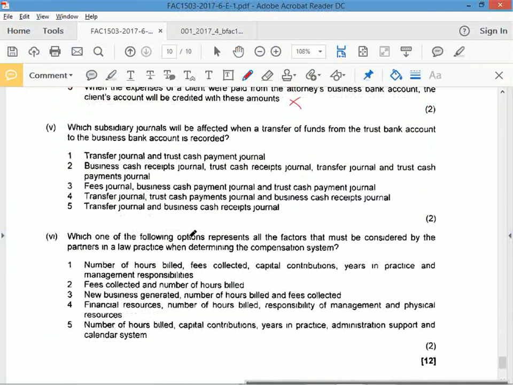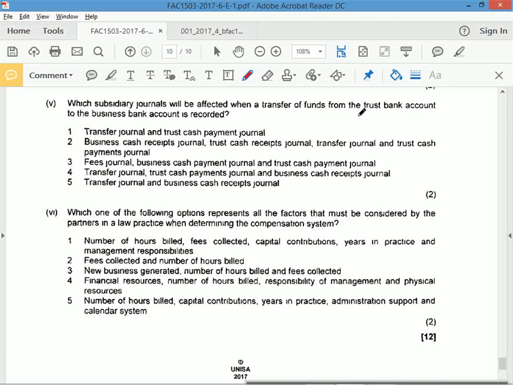Okay, last 2. The subsidiary journals will reflect when a transfer of funds from the trust bank account to the business bank account is recorded. Subsidiary journals are journals that identify the actual movements in funds between the business and the client. So trust bank account, meaning client money, to the business bank account. Taking from the client money to the business's account, the transfer journal and trust cash payments. Trust cash payments, yes. Is this a transfer? Transfer of funds, yes. Okay.